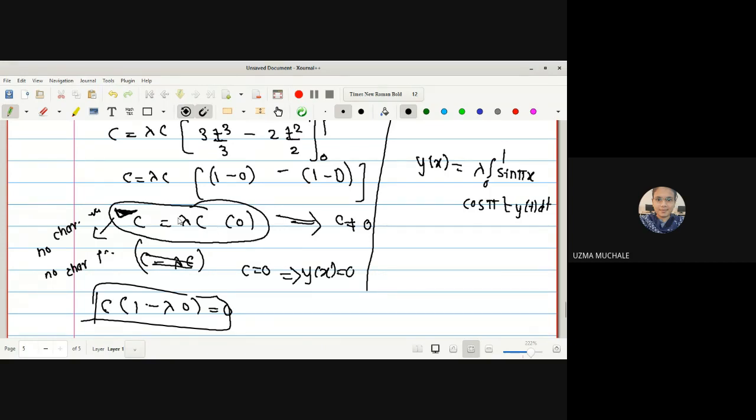Where 0 comes, we directly write the product as 0, but here actually we have to solve the steps properly, after taking the value of C outside 1 minus lambda into 0. We cannot carry 0 in any step. If there were some constant here, we could say 1 minus lambda into 2 equal to 0. But here nothing is clear. Hence we can say if C is 0, we can have y of x is equal to 0. Or in another way, we can say there is no characteristic value, there is no eigenvalue. Or you can say y of x is equal to 0 is the only solution of this equation.